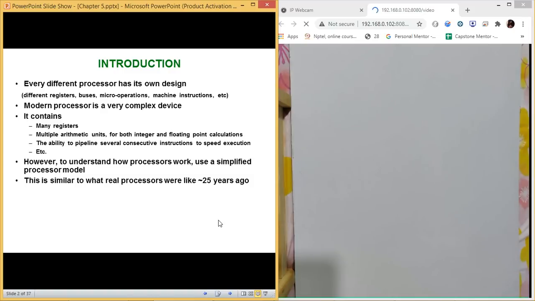Every processor which we are going to use has its own design. There are different registers, different buses, different micro operations, and their instructions are also different. The modern processors which we are using, it might be i3, i5, or i7. Every processor which we are using right now is very complex.